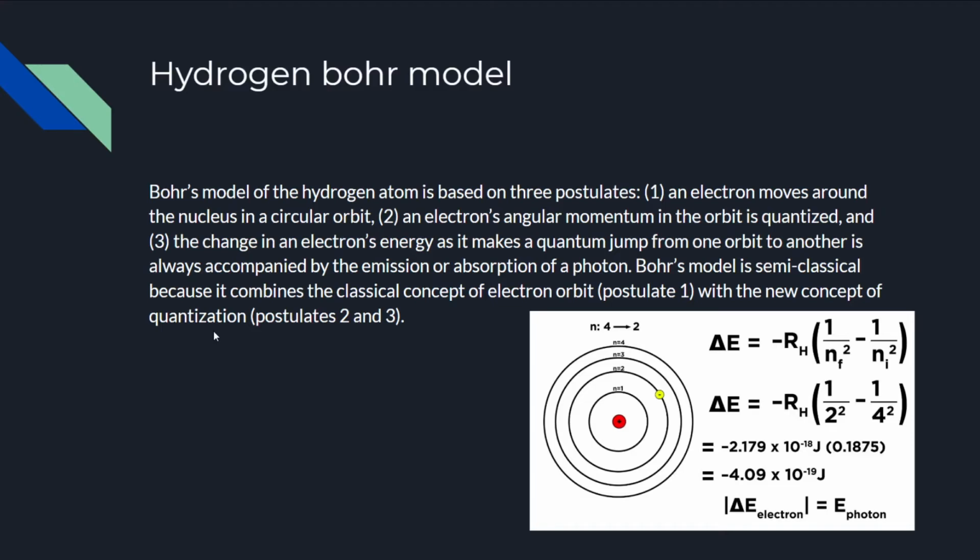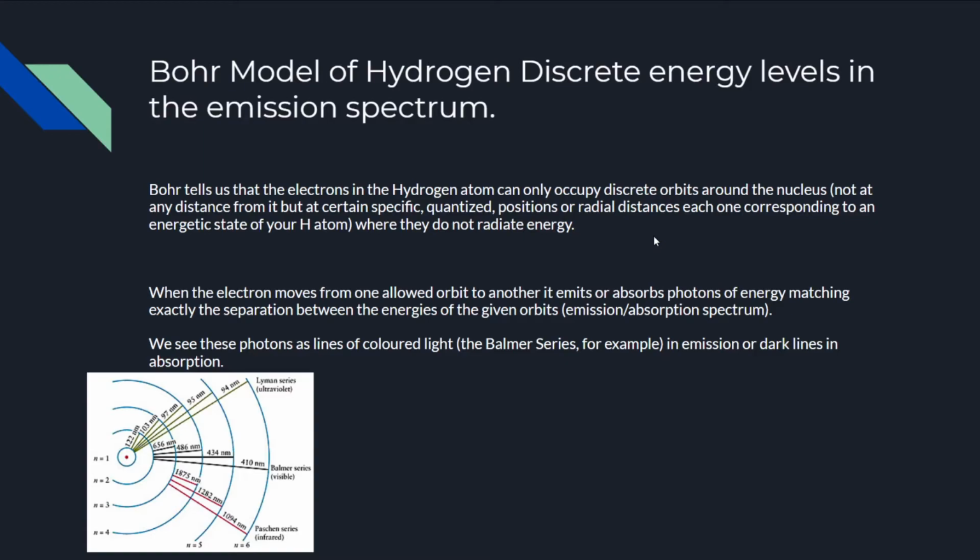And so it's taking on old ideas and also building on them, because it takes the idea that there's an electron orbit, and then it adds new ideas like quantization and photons. And we have the Bohr model of hydrogen in terms of the emission spectrum.